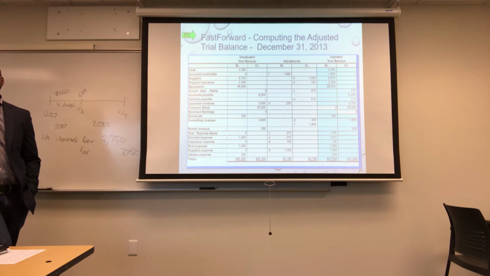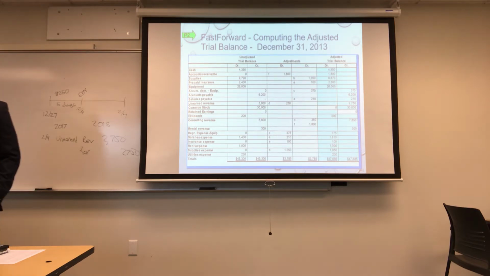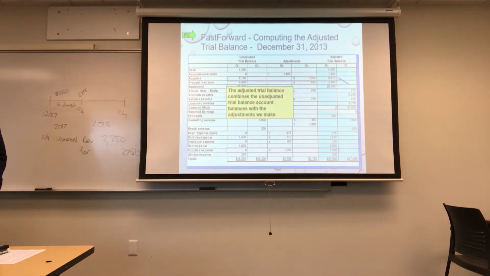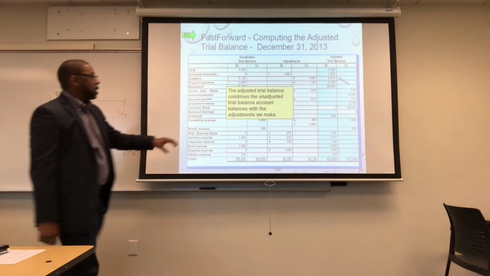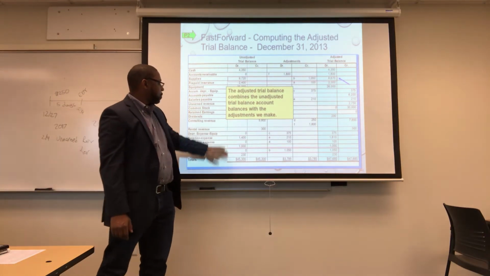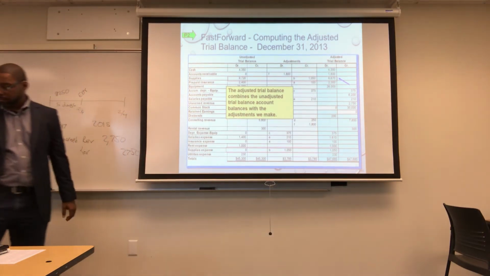Now once you get this adjusted trial balance, you're home free. Because now you're back to making your 3 financial statements. The first one is what? Income statement. Your first financial statement is your income statement. And your income statement is right here from the revenue and the expenses.